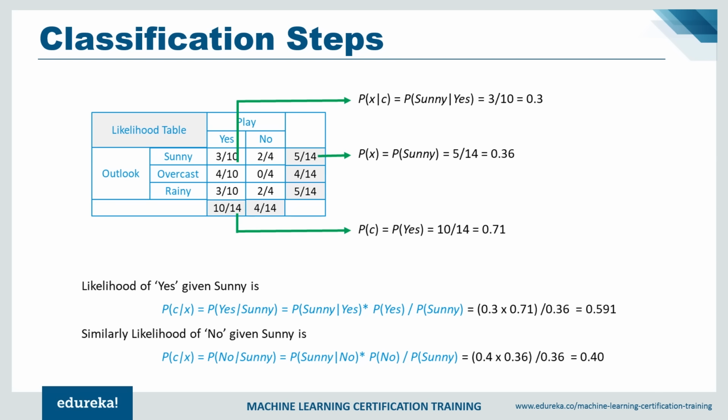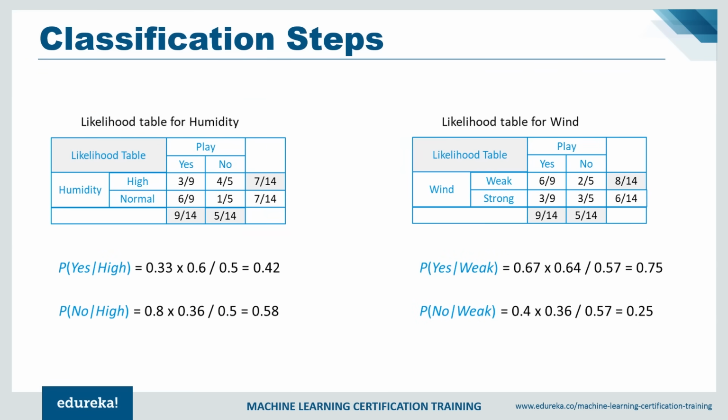For each frequency table, we'll generate these kinds of likelihood tables. So the likelihood of yes given it's a sunny is equal to 0.51. Similarly, the likelihood of no given it's a sunny is equal to 0.40. So here you can see that using the Bayes theorem, we have found the likelihoods of yes given it's a sunny and no given it's a sunny. Similarly, we're going to do the same for the likelihood table for humidity and for wind.